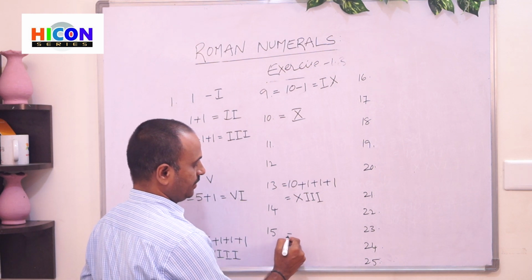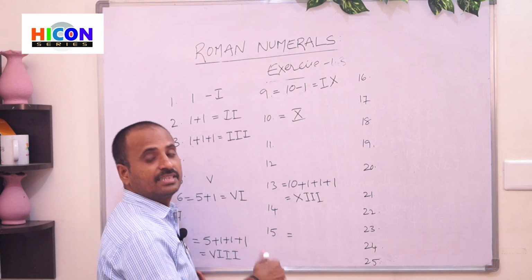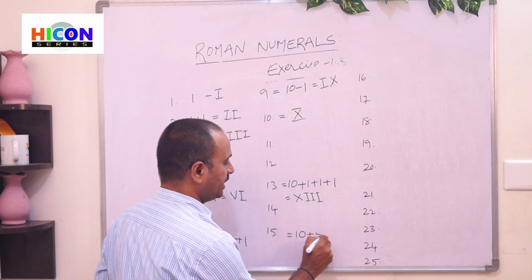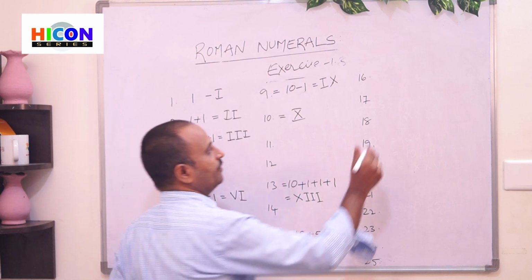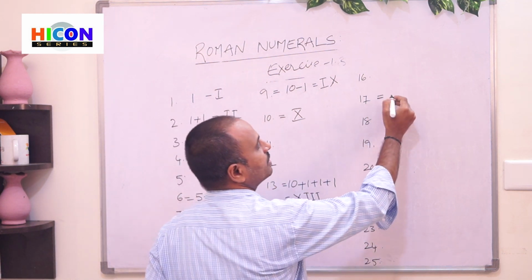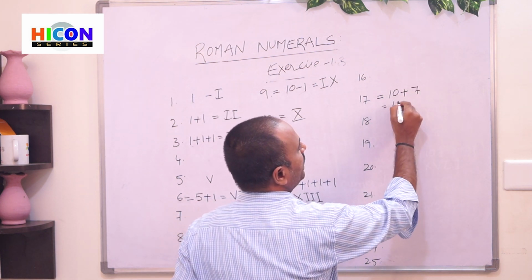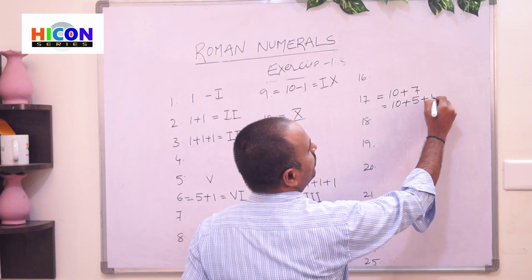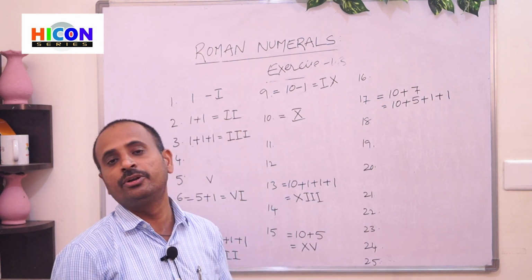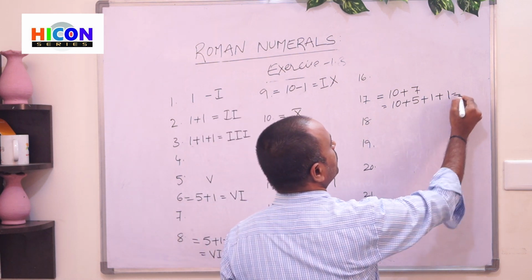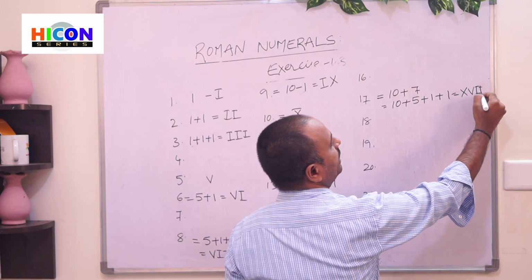The same way 15. There is no symbol for 15 in the Roman numeral. So that's why 15 should be split into 10s and 5s. So 15 can be written as 10 plus 5. So 10 means X, 5 means V. In the same way, children, 17 can be written as 10 plus 7, that means 10 plus 5 plus 1 plus 1. Because there is no symbol for 7, that's why 7 should also be split into 5s and 1s. Then 10 means X, 5 means V, and 1 means I. So that's why write 2 I's.